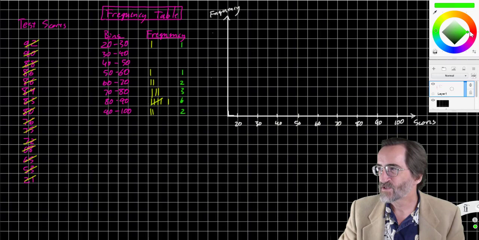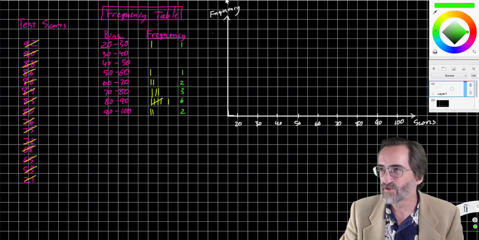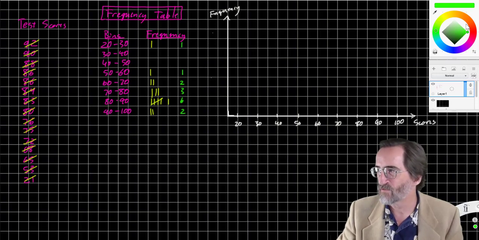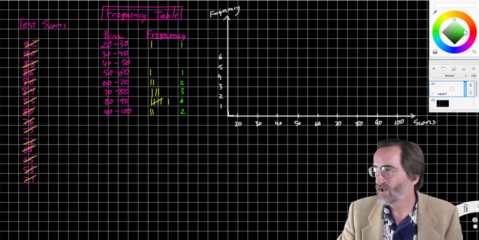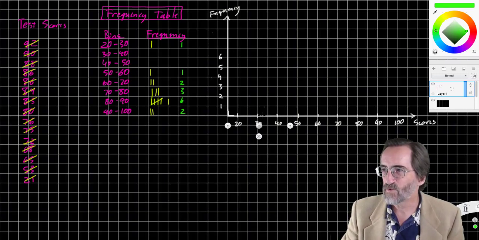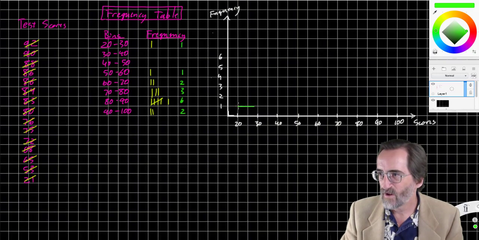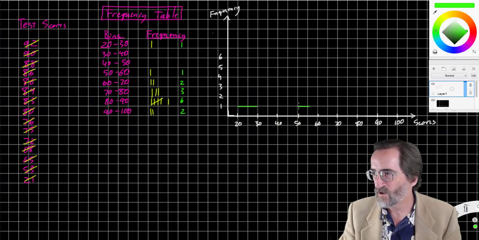Okay, so we're going to make a bar that is 1 unit high for the 20 to 30, and the highest bar is 6. So I'm going to mark off every one. So 1, 2, 3, 4, 5, 6. Okay, so the first bin from 20 to 30 is 1 high. And while I'm there, the 50 to 60 bin is also 1 high.